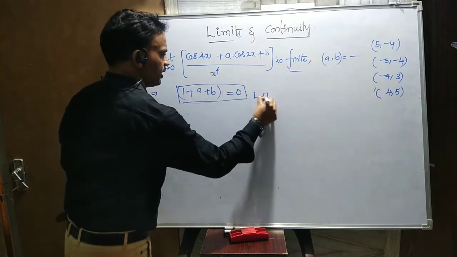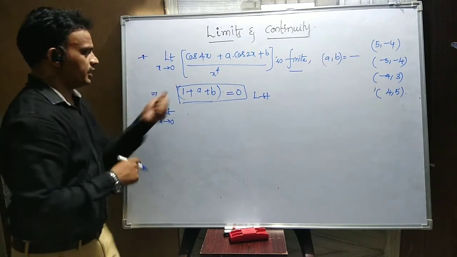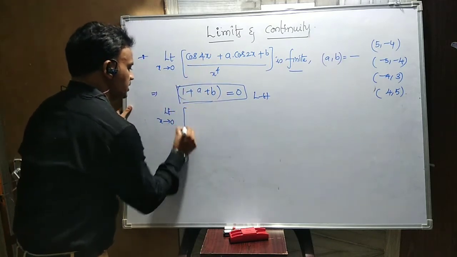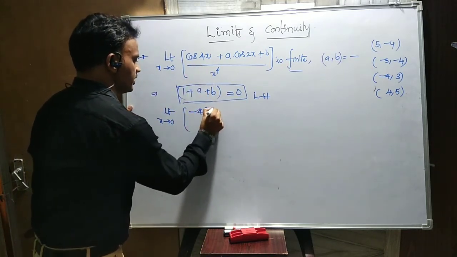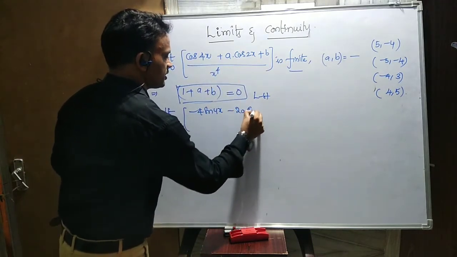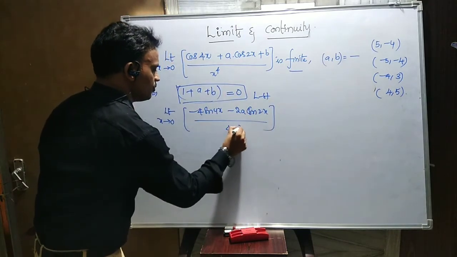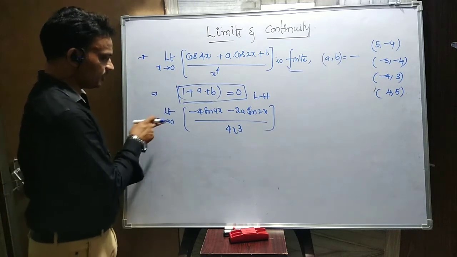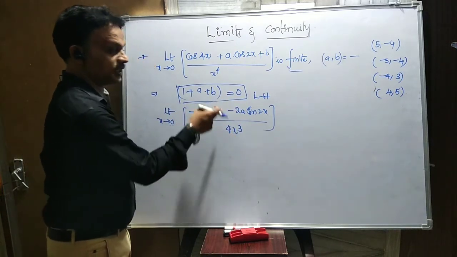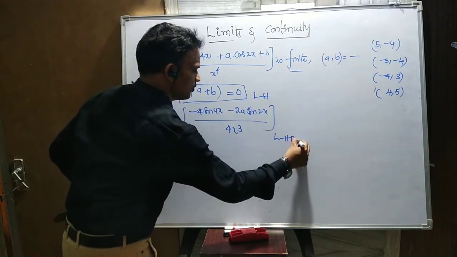Yes, now come on, applying the L'Hospital rule for this. So limit x tends to 0, derivative of the numerator by derivative of the denominator, which is minus 4 sin 4x minus 2a sin 2x, okay, by denominator 4x^3. Yes, now apply the limit. Numerator sine terms tend to 0. This is a 0 by 0 form. Yes, and again here we got the 0 by 0 form. Yes, and again apply the L'Hospital rule.